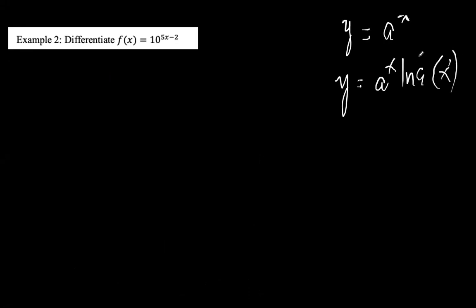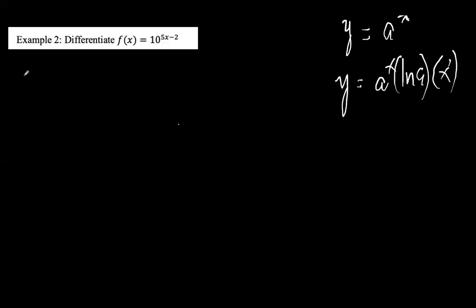Okay, so let's deal with example number 2. This is an exponential with base 10, not e. So how do we do this? This is equal to a raised to x. And how do we differentiate this? We have y is equal to a raised to x, so y prime is a raised to x, ln a, x prime, right? Something like that. Okay, so let's apply this rule in solving example number 2.